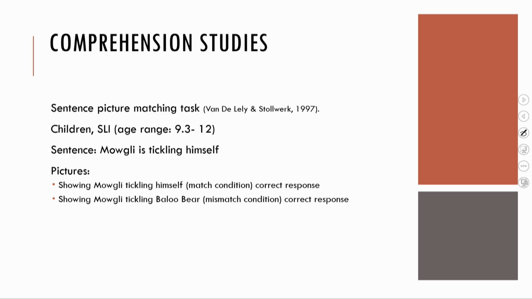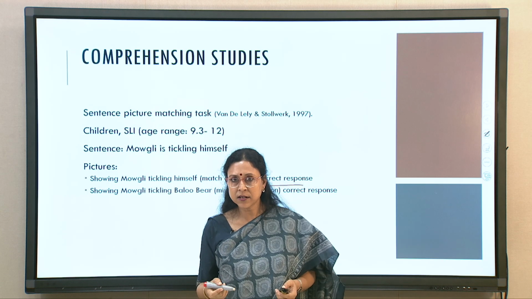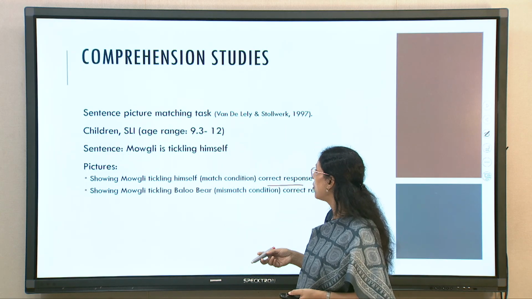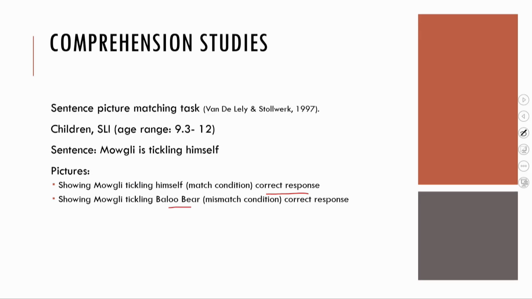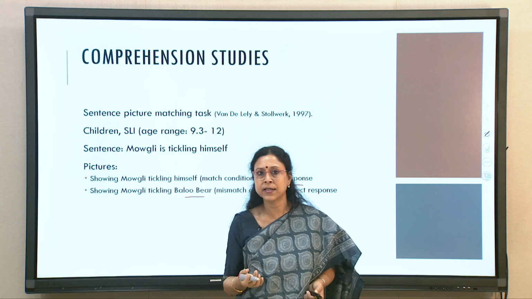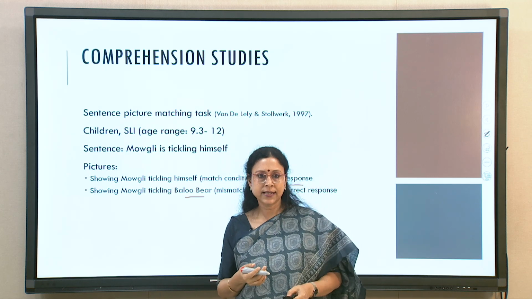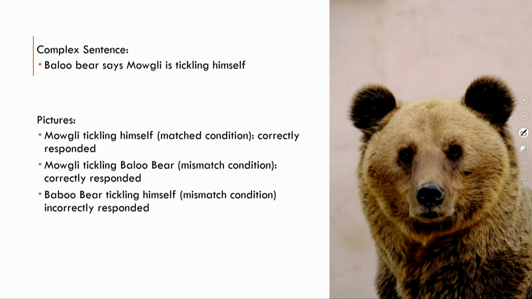In this case they gave the correct responses; they could match them properly. The other condition was the mismatch condition, in which the picture showed Mowgli tickling Baloo bear. In this case also they could correctly respond that the picture does not match the sentence. Then comes a complex sentence: "Baloo bear says Mowgli is tickling himself."